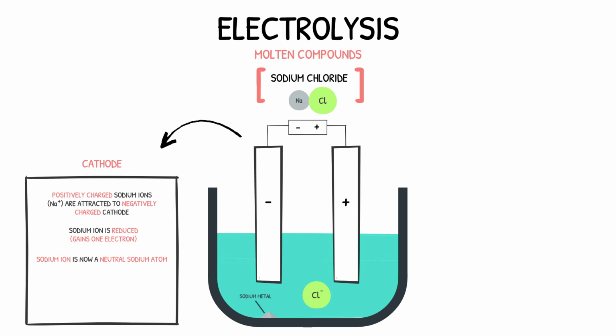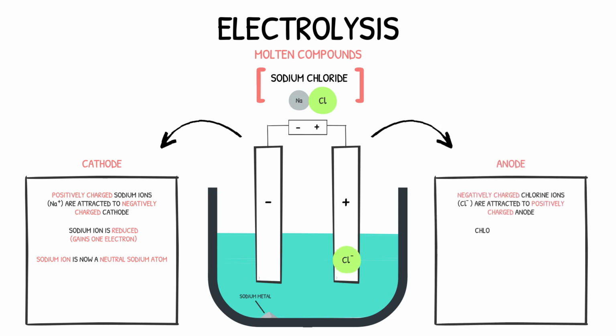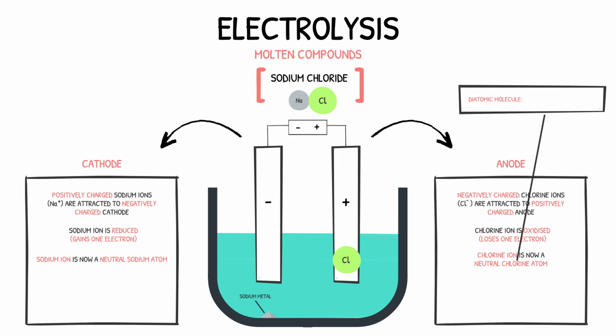In contrast, our chloride ions are attracted to the anode. At the anode, the chloride ions are oxidized, losing one electron to return back to neutral chlorine atoms. Now, chlorine is a diatomic molecule, meaning in its neutral state, it will always exist in a molecule consisting of two of its atoms. Therefore, the chlorine atoms formed at the anode will join together to form Cl2 molecules. Chlorine is then discharged as a yellowish-green gas.